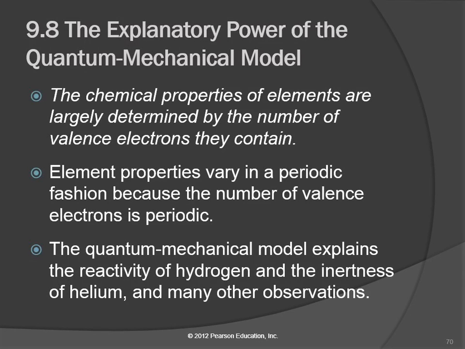The explanatory power of the quantum mechanical model. The quantum mechanical model is so awesome because it explains what we observe atoms and elements to do. The chemical properties of elements are largely due to the number of valence electrons that they have. We said that the periodic table is set up in a way that properties of the elements recur periodically, and so elements that fall in the same column have similar properties.